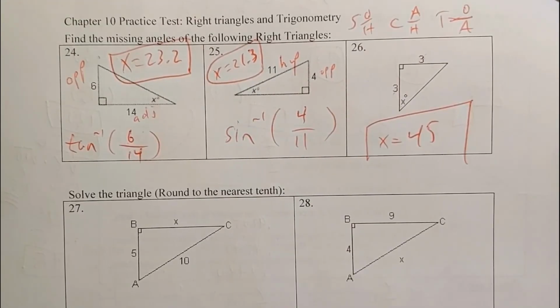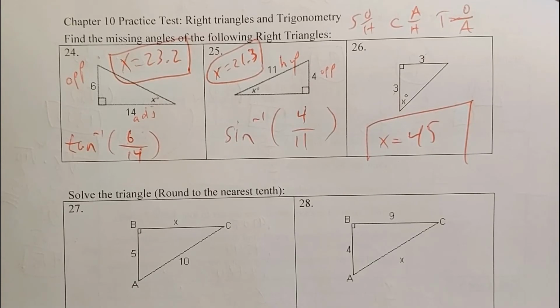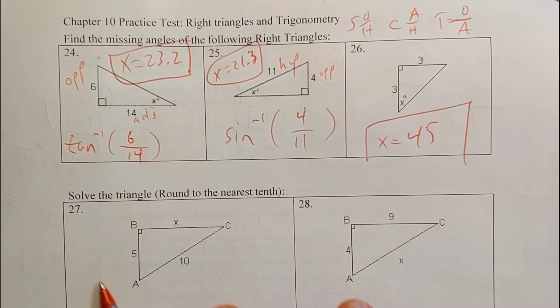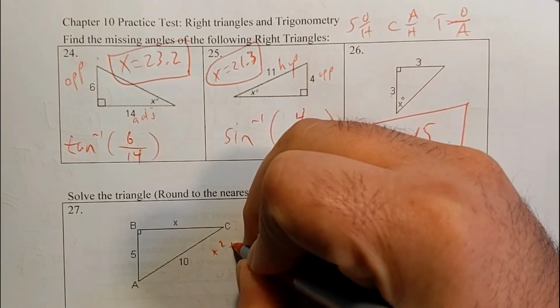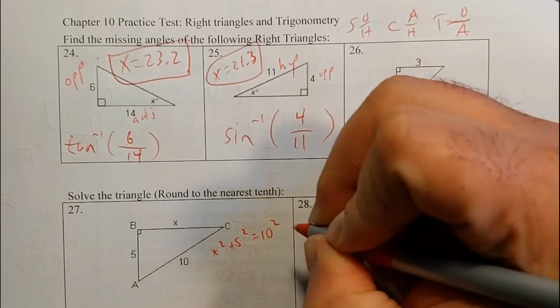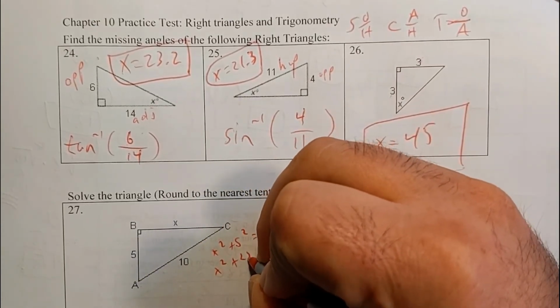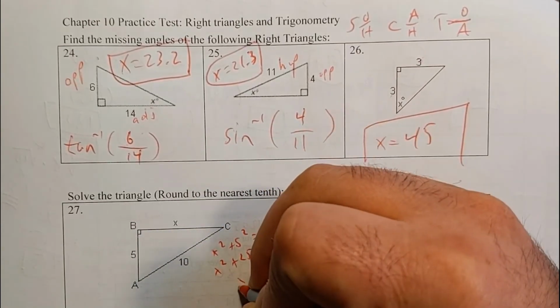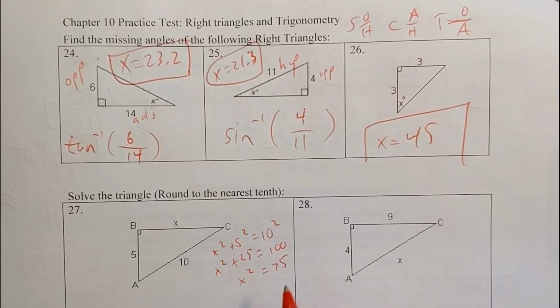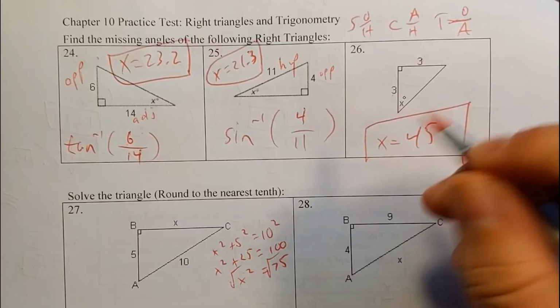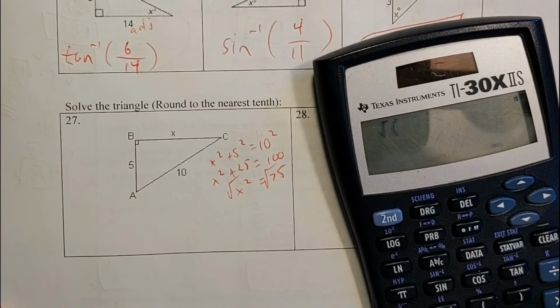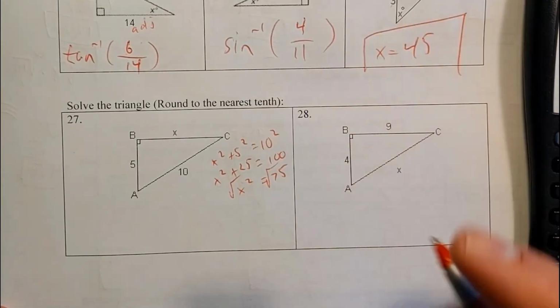Then there's two of them that have you solving the triangle. Solving the triangle means you have to find everything that wasn't already given to you. So like on 27, you have 2 out of the 3 sides. You can use Pythagorean theorem to find x. And you can go x squared plus 5 squared equals 10 squared. X squared plus 25 equals 100. X squared equals 75 when you subtract the 25 across the equal sign. And then you got to square root it. The square root of 75 is 8.7.